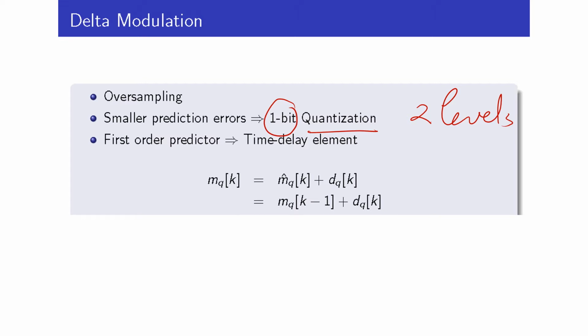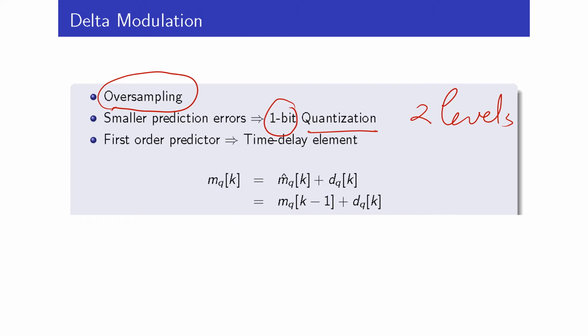So the difference between successive samples should be very small, which means we might need to perform oversampling so that samples are close to each other. That is achieved by a smaller sampling interval. That's why we call it oversampling, so that the difference between samples is sufficiently small such that that difference is quantized in only two levels.